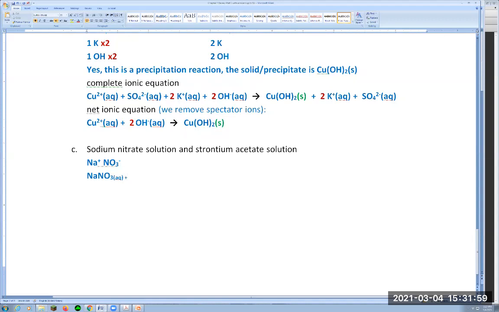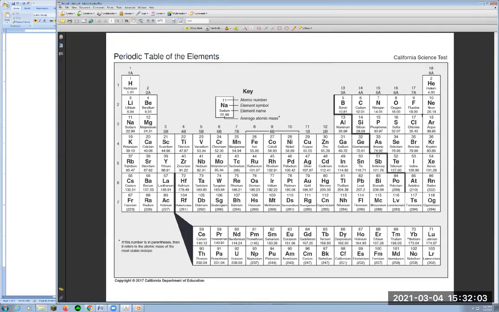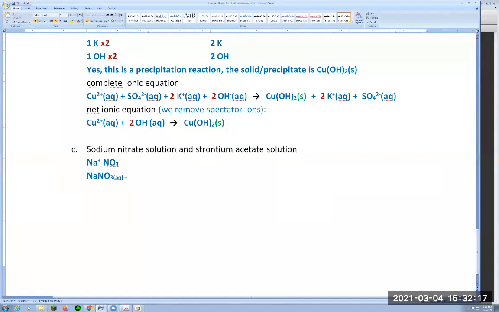strontium acetate. So let's look at the periodic table for strontium. Strontium here is in group 2A. It's an alkaline earth metal, right? So from group 2A, which means it's a predictable ion that is a 2+ ion. So let's write strontium. It's Sr with 2 positive charges.